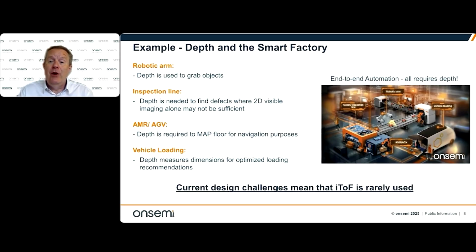Then when you get to vehicle loading, this is where you need to start applying intelligence. Depth is needed for measuring the dimensions and volume of those objects, and for optimized loading. You can order boxes in certain ways in order to optimize loading. They would love to have depth to do that today, but it's quite costly, and it hasn't been great to do. So there are many design challenges that mean iToF is very rarely used in these.